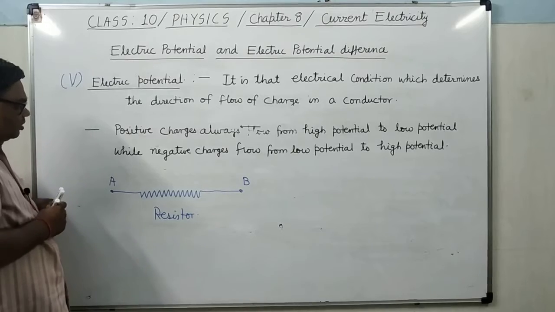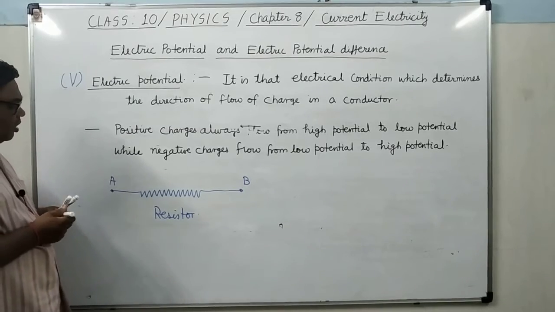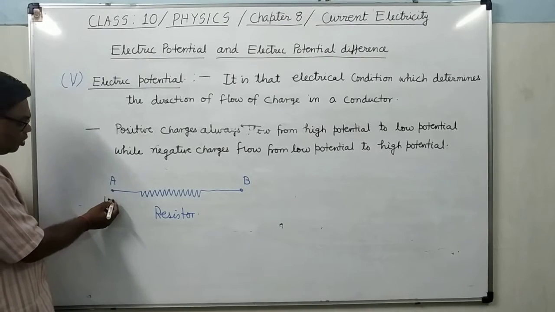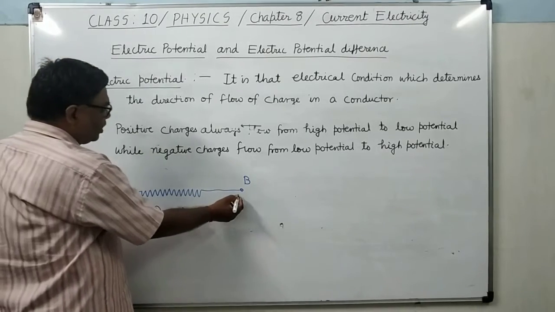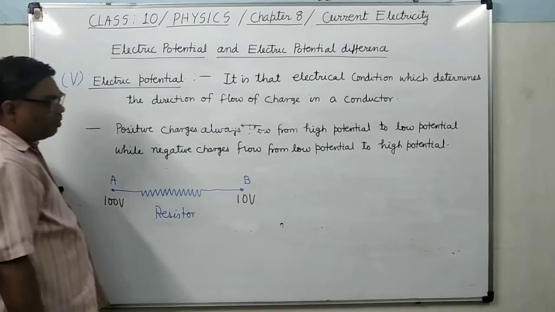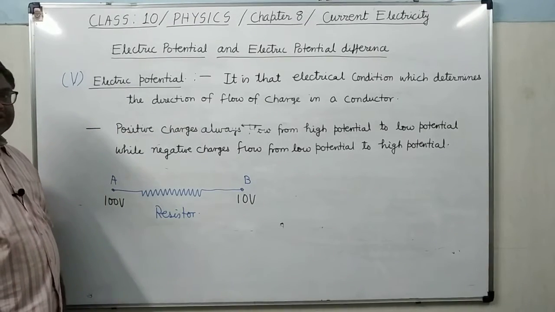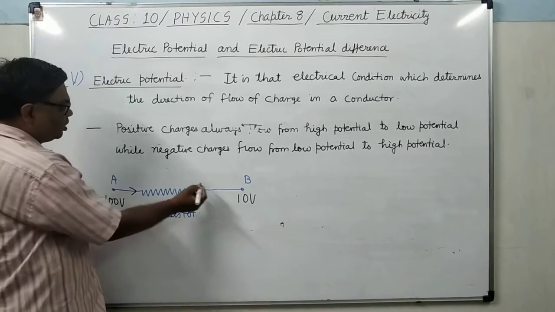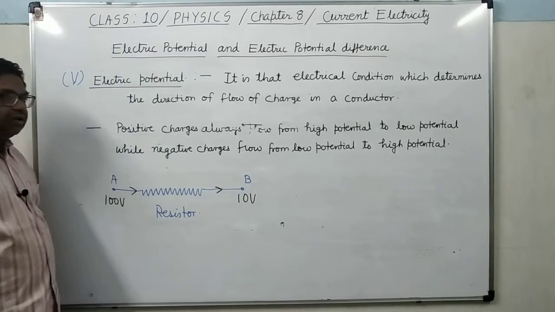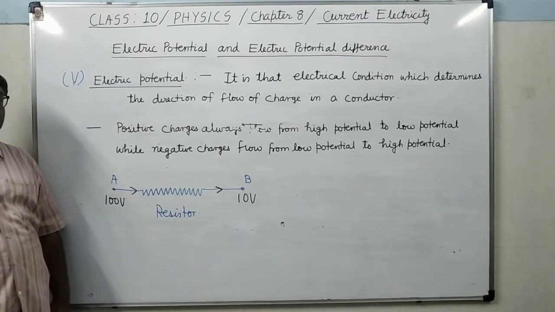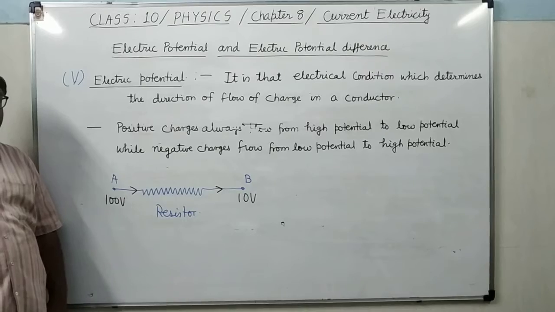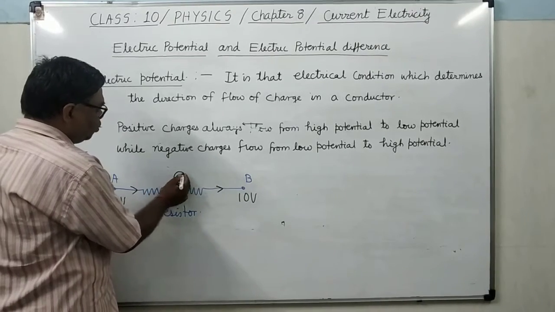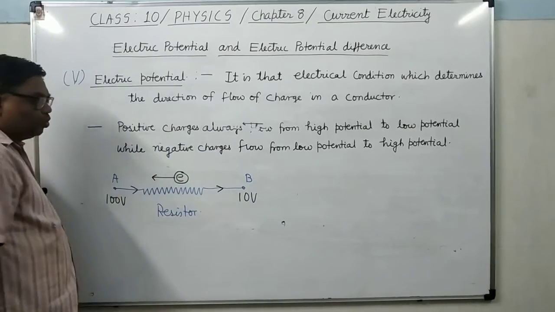Is it clear? Suppose this end is at higher potential. This is at 100 volt and this is at 10 volt. What will happen? Positive charge, meaning electric current, will flow in what direction? From high potential to low potential. But the negative charge, meaning electrons, will flow in what direction? From B to A.